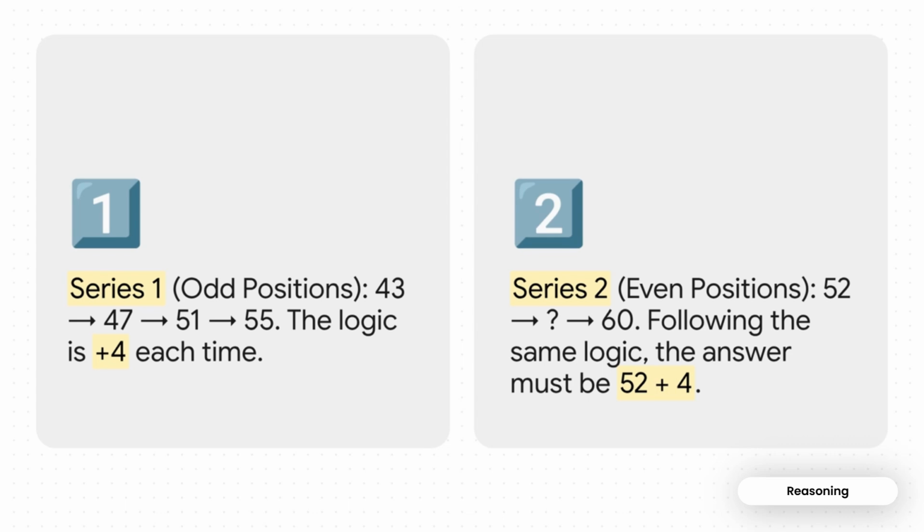To make sense of this, let's break it into 2 separate series, just like you see on the slide. The first series, in the odd positions, is 43, 47, 51, 55. And the logic here? We're just adding 4 each time. Now look at the second series in the even positions: 52, then our question mark, then 60. The same logic applies here. So if we take 52 and add 4, we get 56. And just to confirm, if we add 4 to our answer, 56, we get 60, which is the next number in that series. So our missing number is 56. See how easy it gets when you just separate the 2 series?